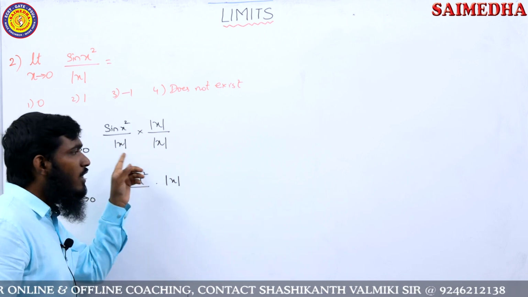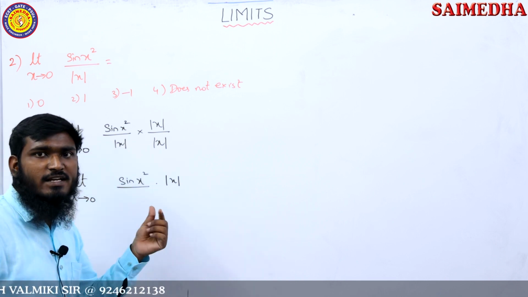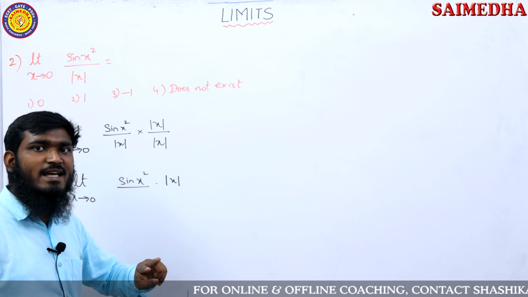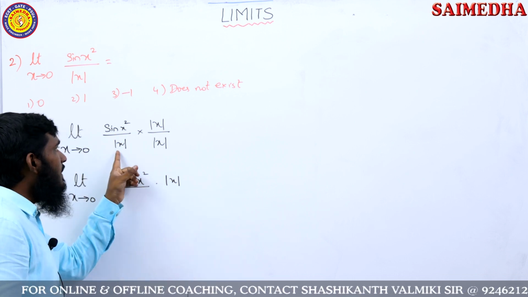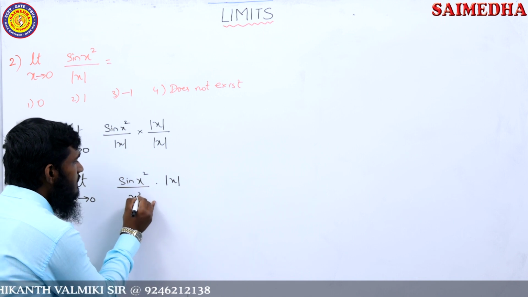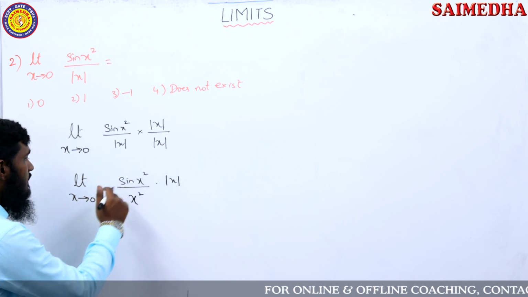Now if you are taking mod x equals to minus x, so minus x into minus x, minus into minus is plus, x square. So for both the cases, mod x into mod x, we are getting the answer as x square. Understood? Now this part, sin x square divided by x square we have taken.